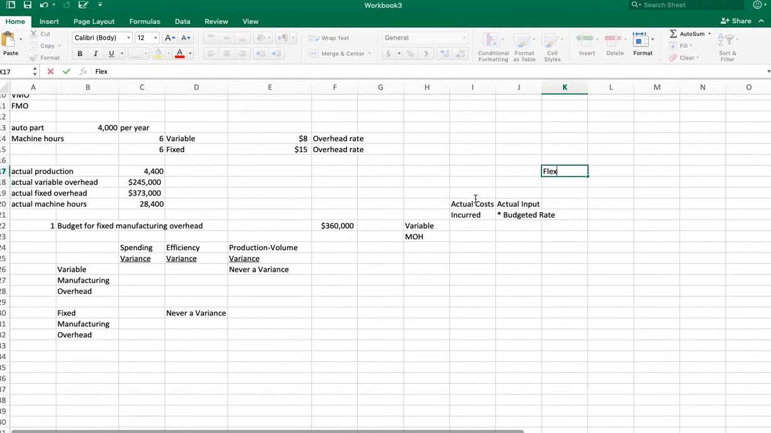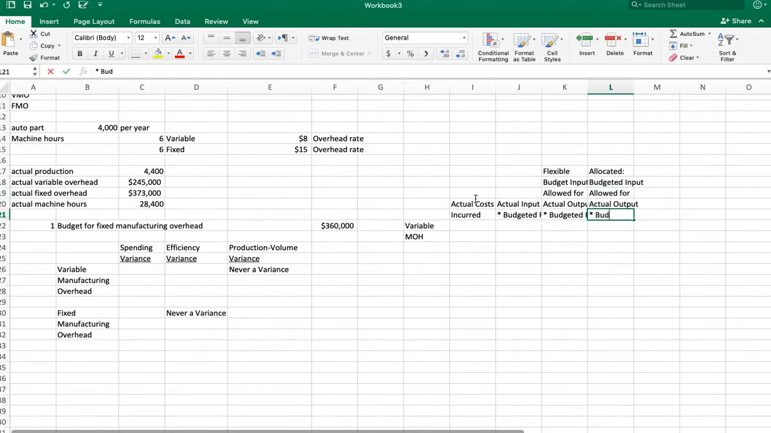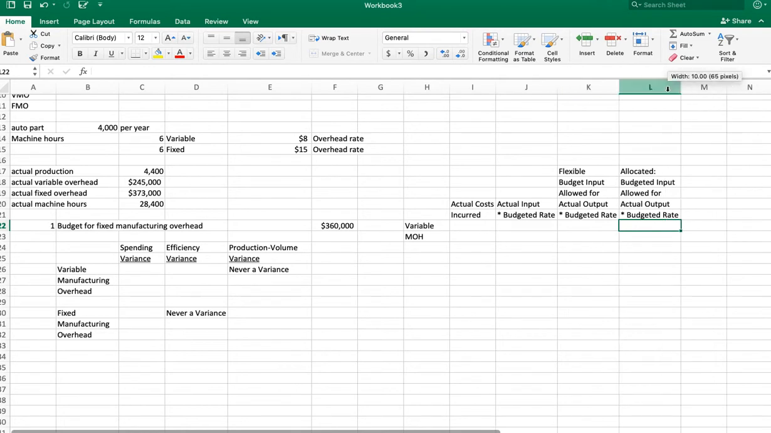And then we have our flexible budget input allowed for actual output. The terminology is a little more explicit in this chapter, times the budgeted rate. And I'll go fix the formatting in just a minute. And then we have the allocated. When we talk about allocating overhead, that's what we're talking about there. Budgeted input allowed for actual output times the budgeted rate. Okay, it's a lot of words. Don't let it overwhelm you. It is very self-explanatory, almost more so than the other chapters we've used. Flexible budget input allowed for actual output times budgeted rate. You just read it. There's no secret terminology there.